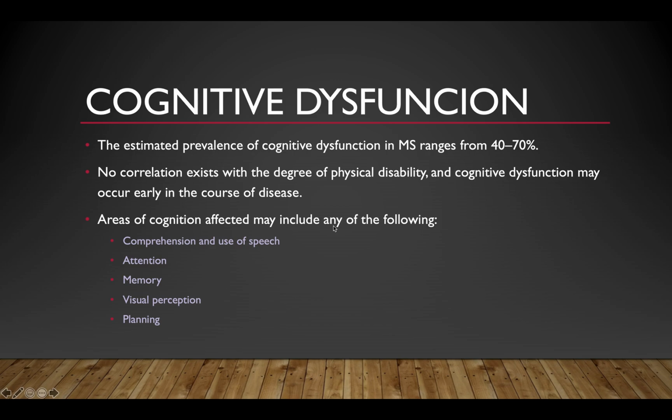Cognitive dysfunction, as we said, is one of the common symptoms of multiple sclerosis, and it ranges from 40 to 70%. No correlation exists with the degree of physical disability, and cognitive dysfunction may occur early in the course of disease. So there is no relationship between the degree of physical disability and cognitive disability.